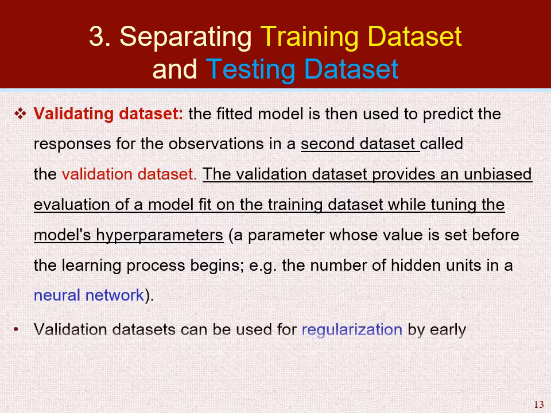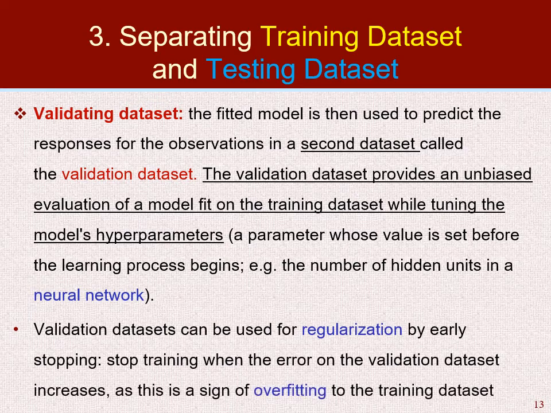Validation datasets can be used for regularization by early stopping. Stop training when the error on the validation dataset increases, as this is actually a sign of overfitting to the training dataset. Overfitting is a condition in which your model or algorithm is fitted too much or attached too much to your training data set, such that it is incapable of making predictions outside of this set of data.